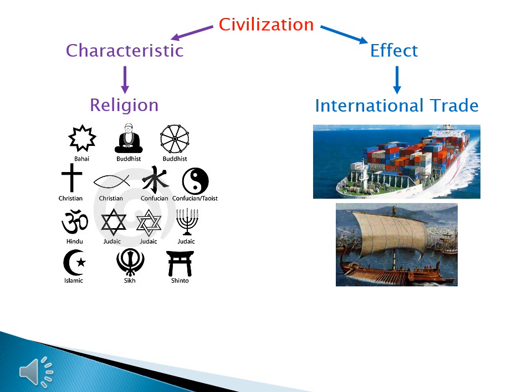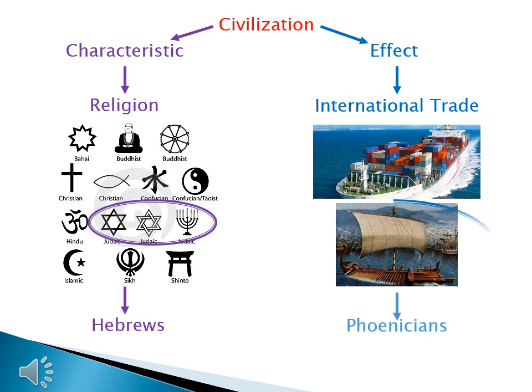Today, we're going to use two other ancient era civilizations to explore the characteristic of religion and the effect of international trade. For religion, we will look at the Hebrews, and for international trade, we will look at the Phoenicians. Go to the next slide.